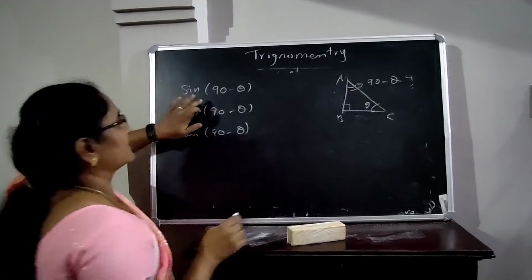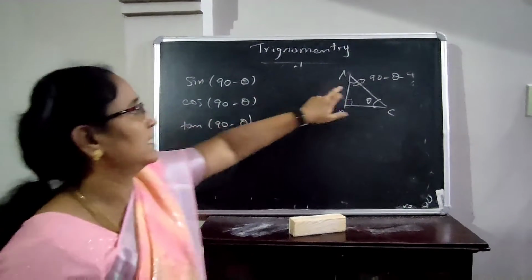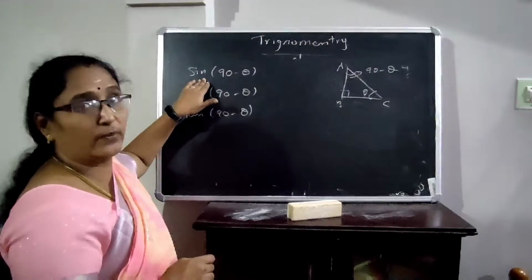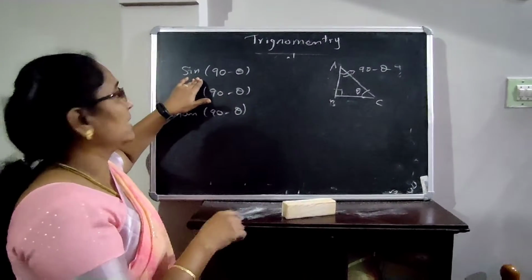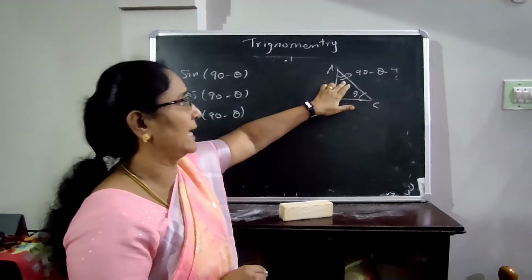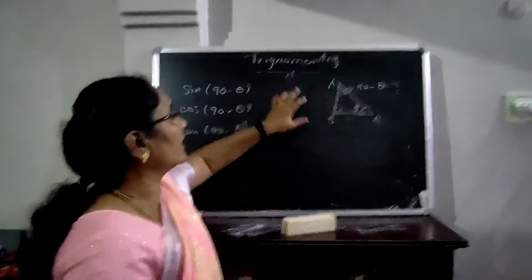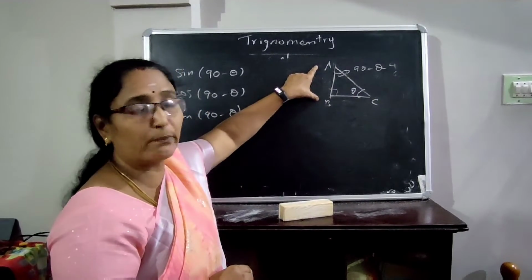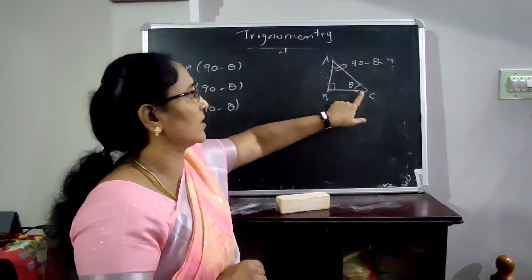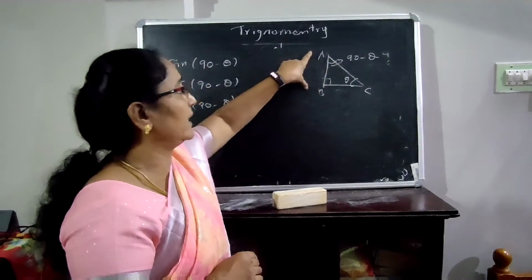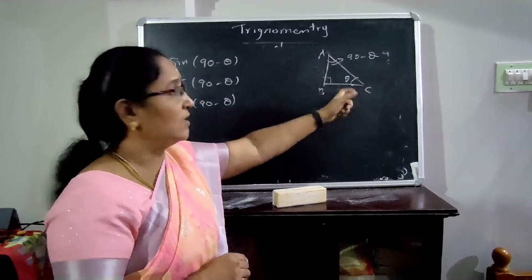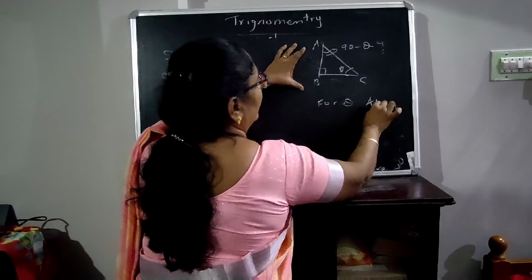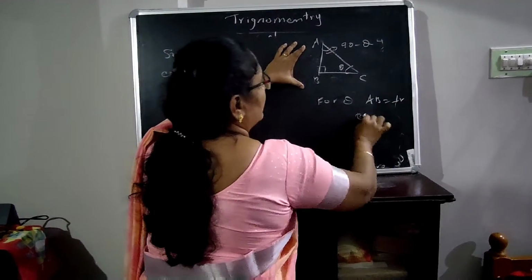So sin of 90 minus theta. Here the angle is 90 minus theta. The perpendicular side is the side opposite to that angle. So for sin of 90 minus theta, BC is the perpendicular and AB is the base. For theta, AB is the perpendicular and BC is the base.